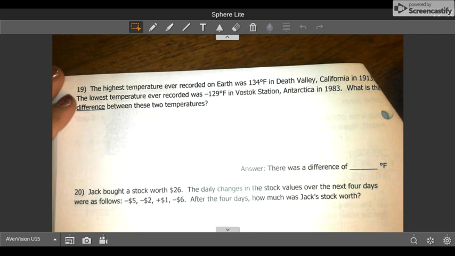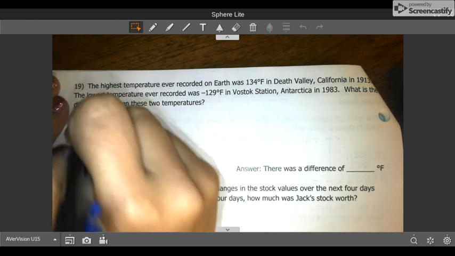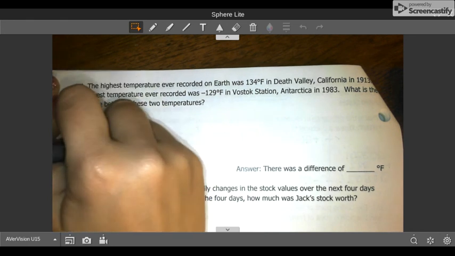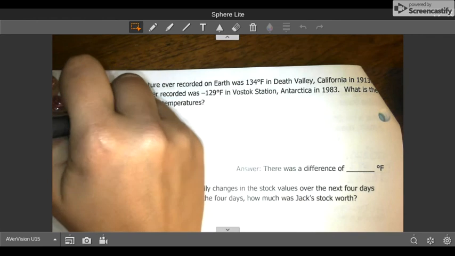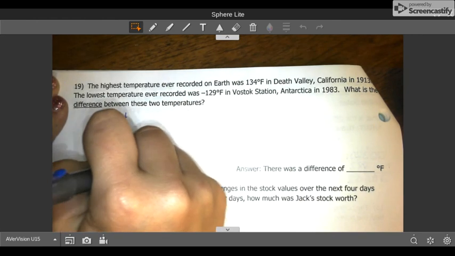The highest temperature ever recorded on Earth was 134 degrees in Death Valley, California in 1913. The lowest temperature ever recorded was negative 129 degrees Fahrenheit in Vostok Station, Antarctica in 1983. What is the difference between these two temperatures? Okay, I'm drawing a picture. One of the temperatures is 134. The other temperature is negative 129.